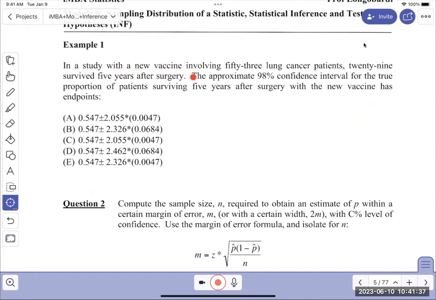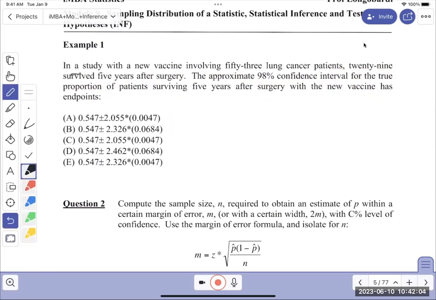In a study with a new vaccine involving 53 lung cancer patients, 29 survived 5 years after surgery. The approximate 98% confidence interval for the true proportion of patients surviving 5 years after surgery with the new vaccine has these endpoints. All right. Forget about this for now. Just what do we have? What were we given?